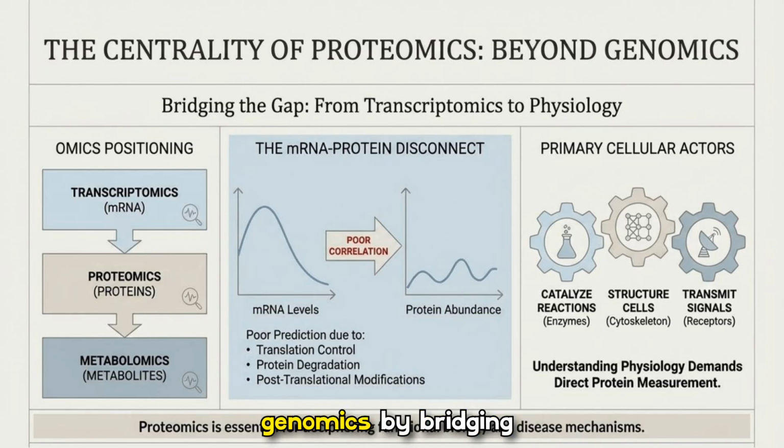Proteomics goes beyond genomics by bridging transcriptomics and physiology, showing that mRNA levels often poorly predict protein abundance. This slide highlights the mRNA-protein disconnect driven by translation control, degradation, and post-translational modifications, and emphasizes proteins as the primary cellular actors that catalyze reactions, shape structure, and transmit signals, which demands direct protein measurement.